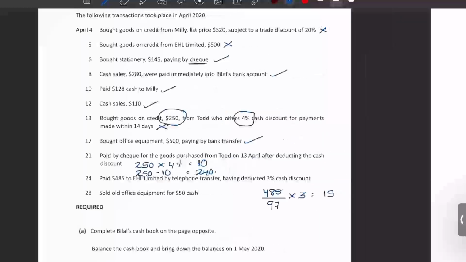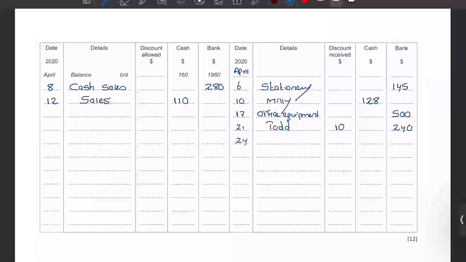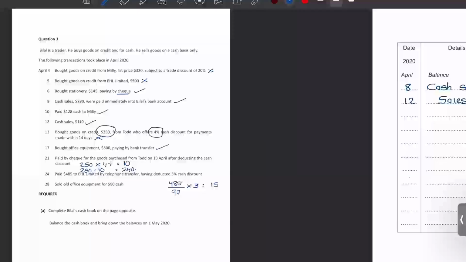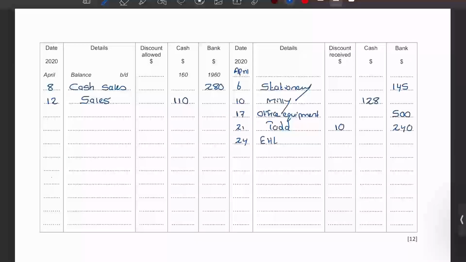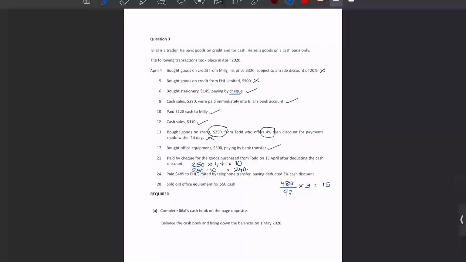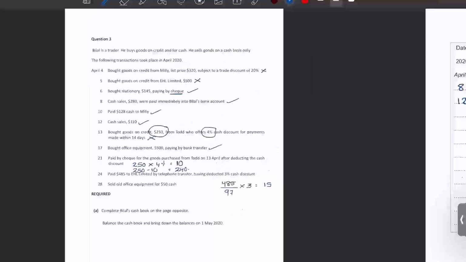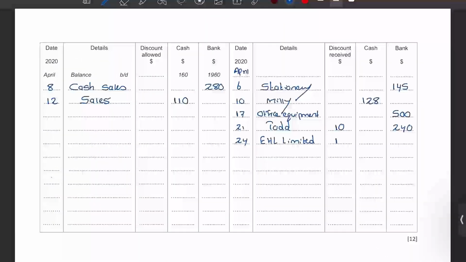Okay. So on the 24th, whom did you pay? EHL Limited. So write EHL Limited. Money in the bank will reduce. Because money in the bank is reducing, you have to take it to the credit side. EHL Limited. And how much is the amount that you paid? 485. Discount is 15. Enter 15 for discount. And how much did you pay? 485 is what you paid. So enter in the bank account 485 directly. Don't try to minus anything from that 485. And 15 is the discount. That's done.